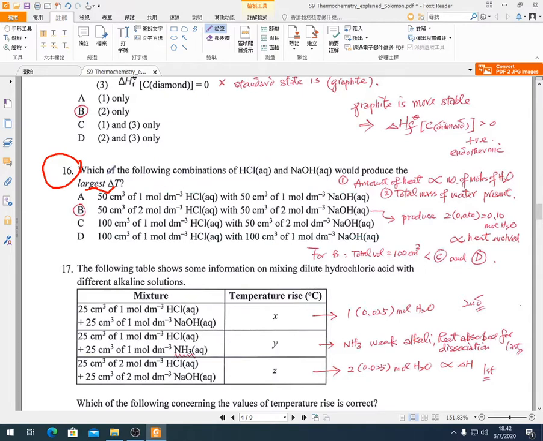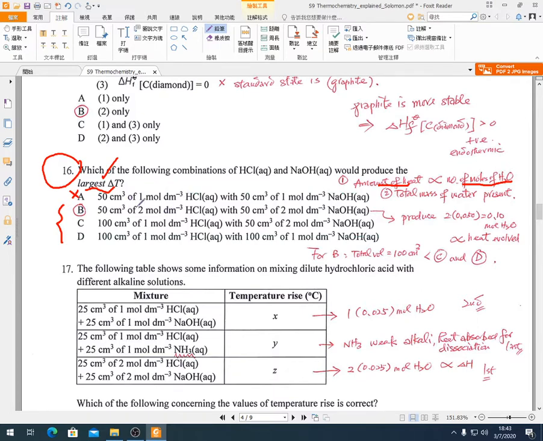Okay, we want to have the largest delta T. So first of all, the amount of heat is proportional to the number of moles of water. So we just calculate which one has the highest number of moles of water, and you find that A has the least. Okay, the concentration is 1 and the volume is 50. So it's smaller than 50 times 2, and the same as 100 times 1. So B, C, and D give the same number of moles of water, so they produce the same amount of heat. So we cancel A. A is least, not largest. It's the smallest. And then we compare B with C and D.